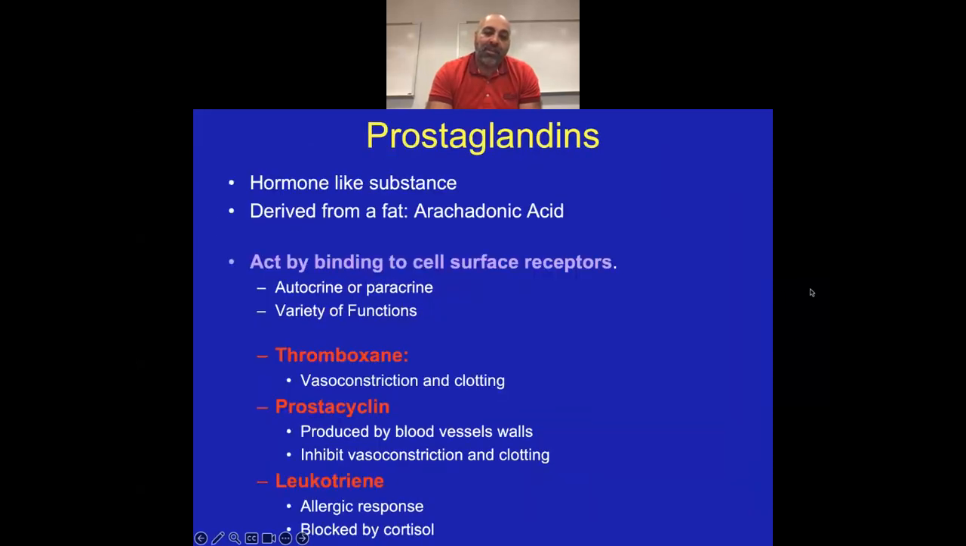All right, prostaglandins, these are hormone-like substances. They come from arachidonic acid. These are going to be hydrophilic or polar substances. And so we've talked about thromboxane, right? Vasoconstriction, clotting. Prostacyclin, we talked about this. This prevents cells from sticking to the surface of your vessels. And leukotriene, these are communicators between white blood cells. That's their communication system. One type.